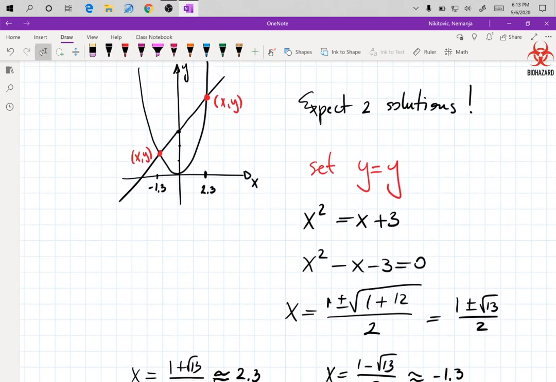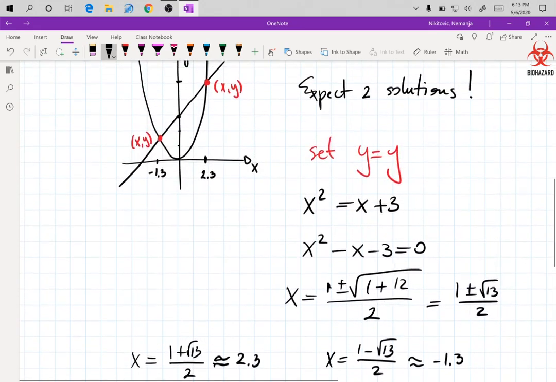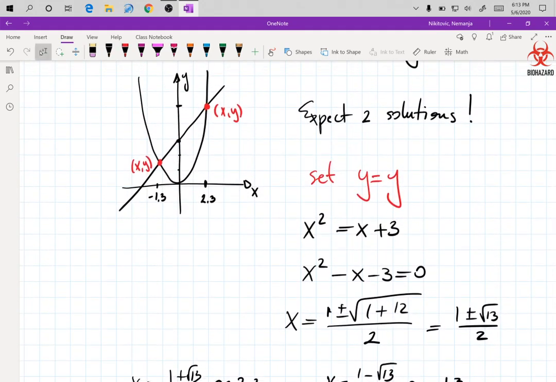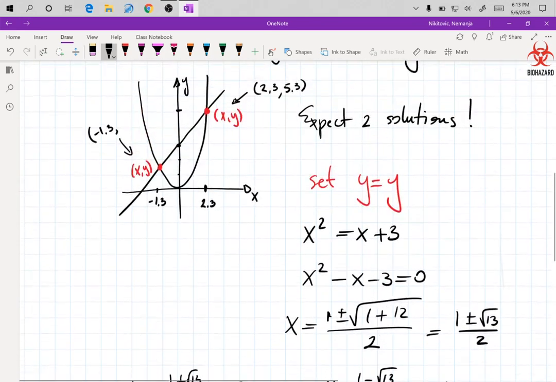We can also see that this one is where the 5.3 was about. So this point here is supposed to be 2.3, 5.3 about, and the other point in here is supposed to be negative 1.3, comma 1.7.